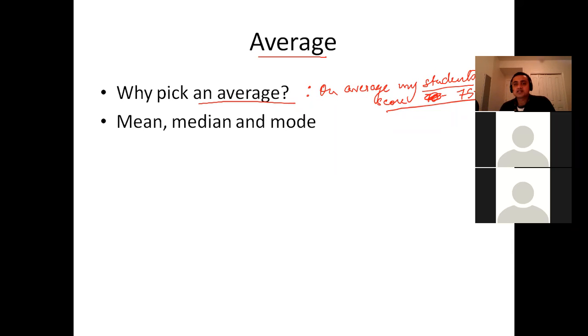And let's say there are 2 professors. One professor says, my average student score on my courses is 75%. The second professor says, oh, my averages are a little bit higher. They get about 80% on average. Why are they talking about averages? What's the whole point?